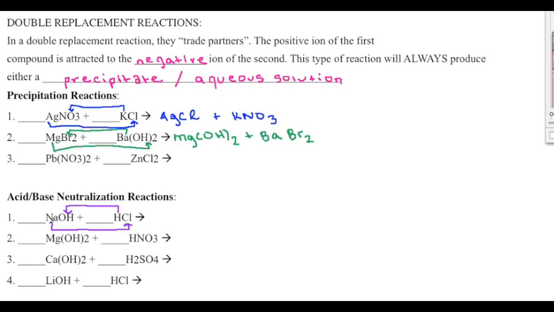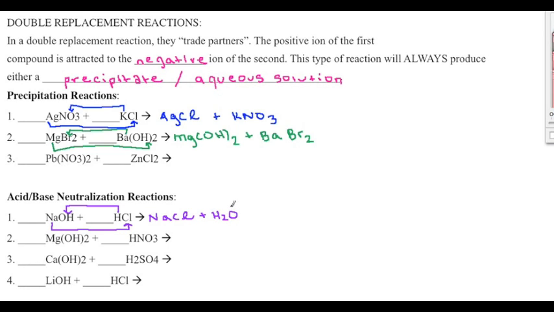So Na has a +1 charge. Cl has a -1 charge. So one of my products is just going to be NaCl. My other product, if you notice, I've got H and OH. That ends up giving me 2 H's and 1 O, same thing as just H2O.